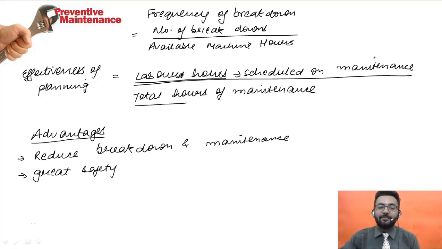Just because if a machine is not working properly, then what can happen? Any of the incidents can be caused, and the workers might get damaged. The workers might suffer an injury, right? So greater safety to workers.